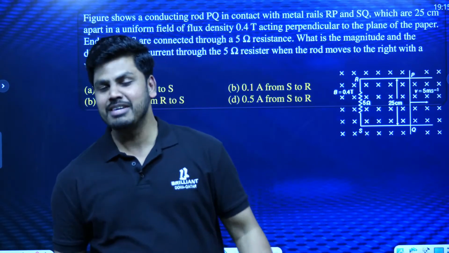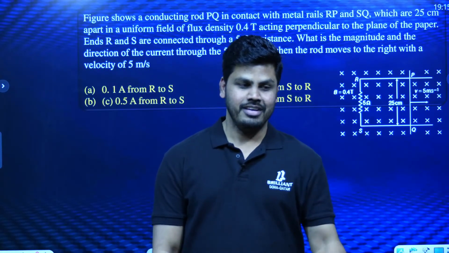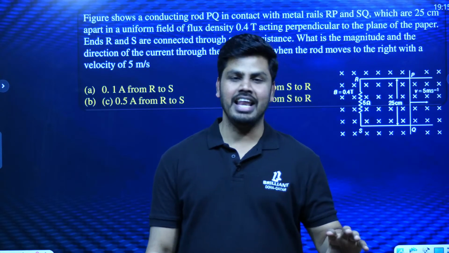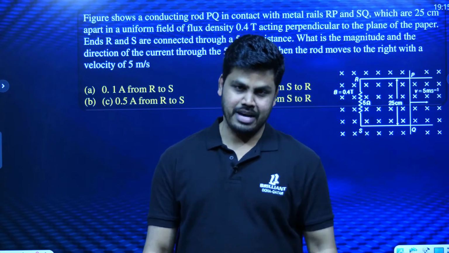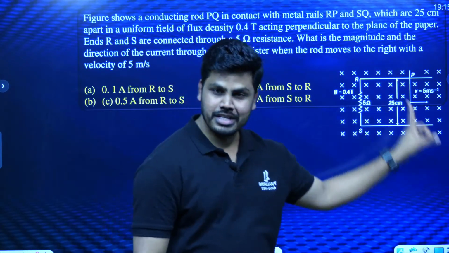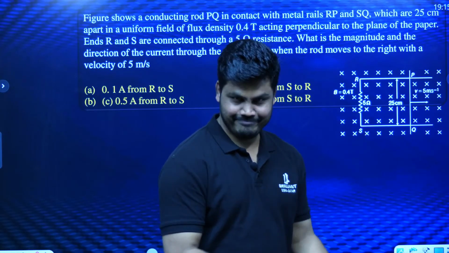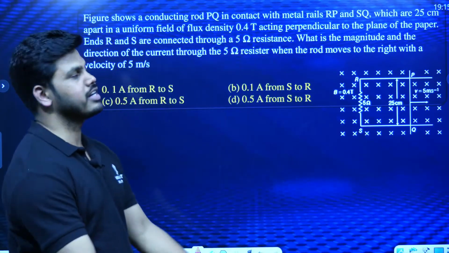So how will you calculate EMF induced in a motional EMF? It is B L V. We know the equation. B is the magnetic field strength, L is the length of the conductor, V is the velocity with which we move the conductor.